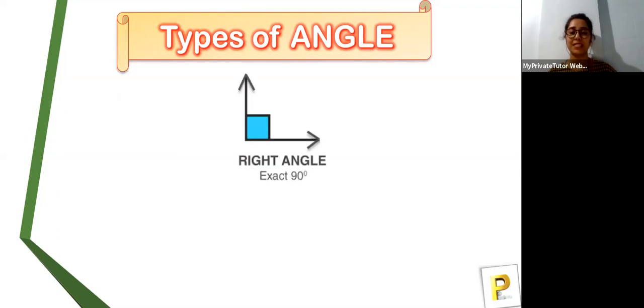Let's check the second one, that is the right angle. What is a right angle? Exactly 90 degrees, not more than 90, not less than 90. If you talk about 91 or 89, both of them are not considered. Exactly 90 degrees will be considered the right angle.